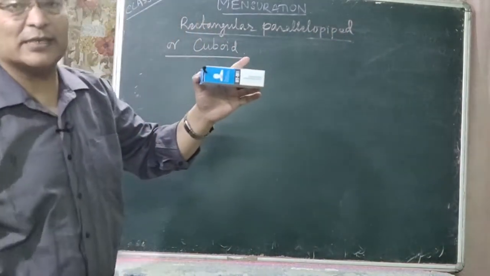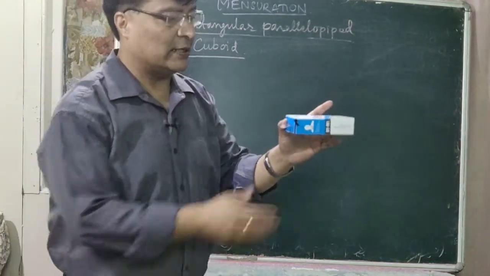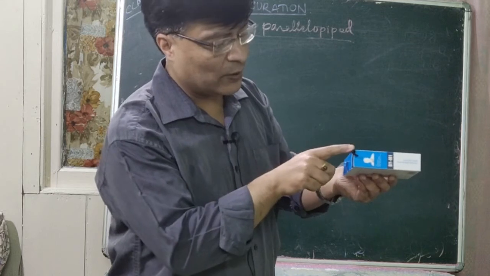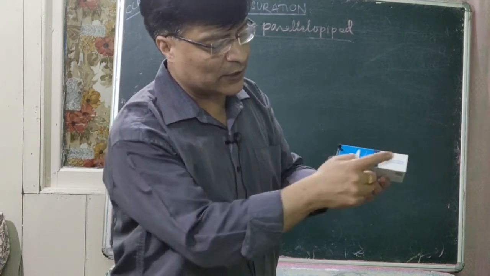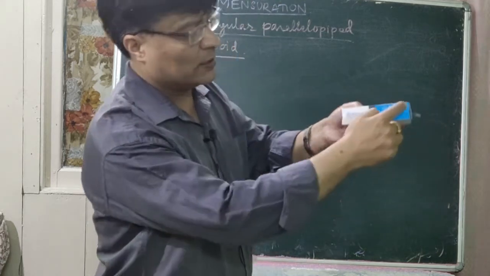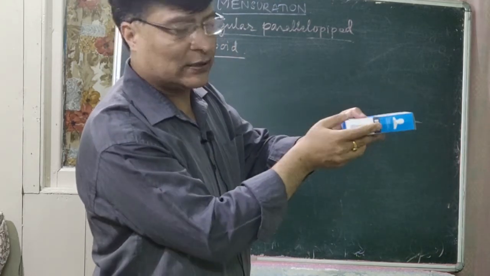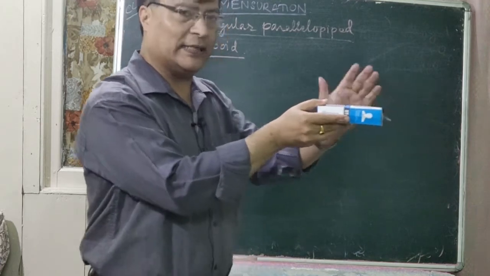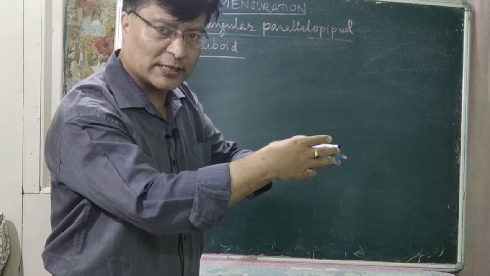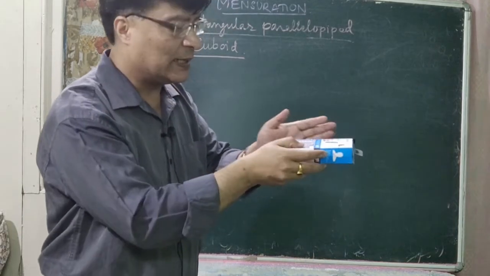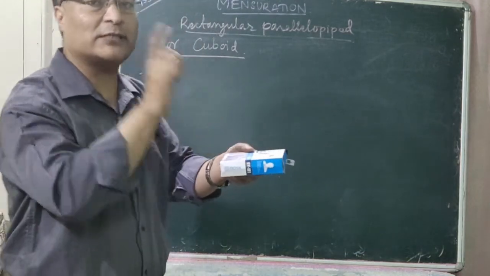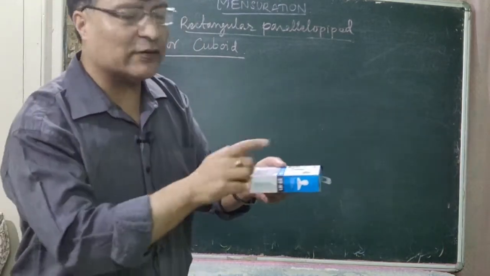Okay, so how many edges are there? 12 edges. And now these points, these are the vertices. One of the vertices, another vertex. There are 4 vertices out here, and here there are 4 vertices. 4 vertices are in the front and 4 vertices are at the back. So 4 plus 4 is 8. So there are 8 vertices.